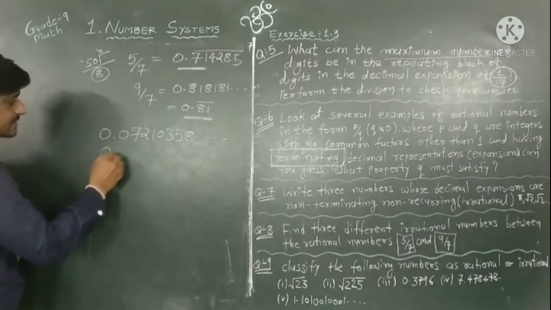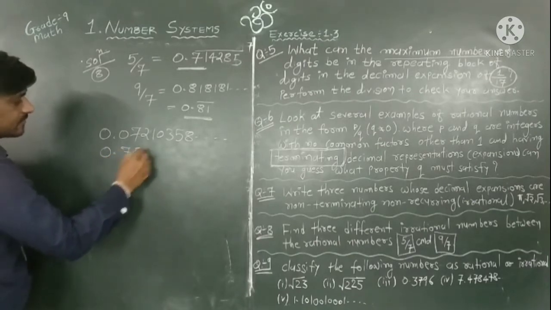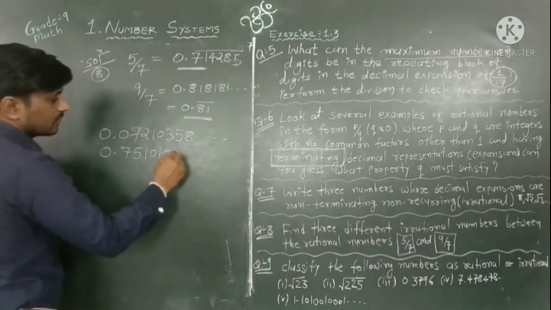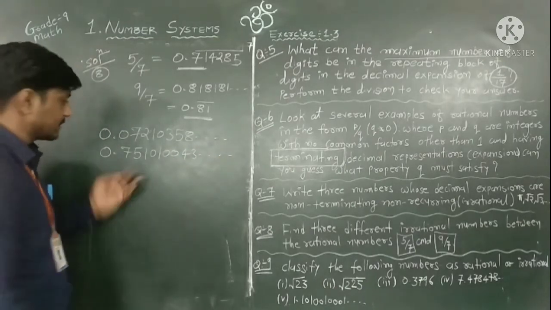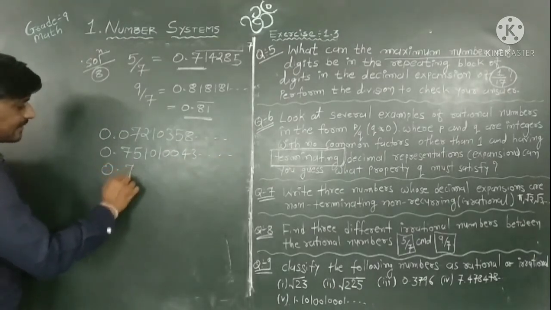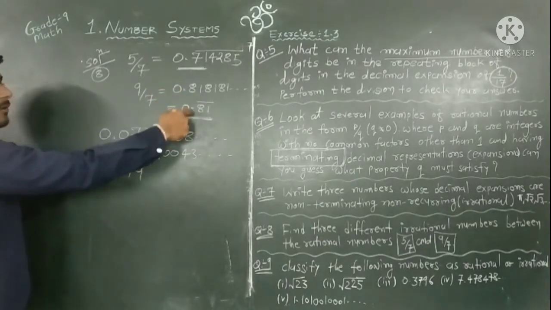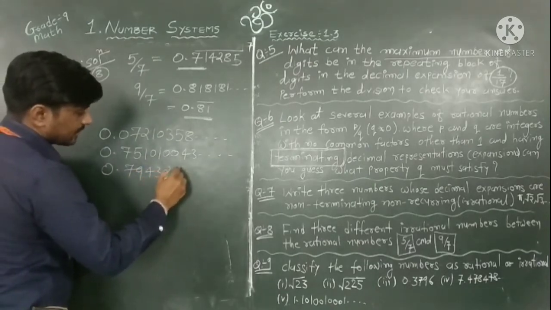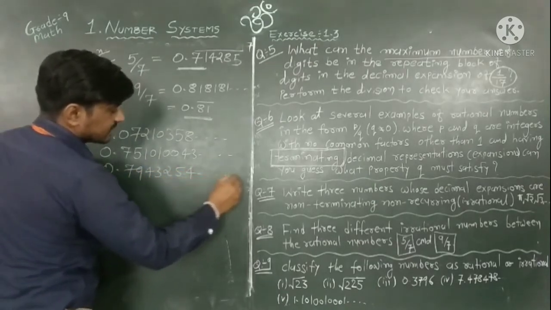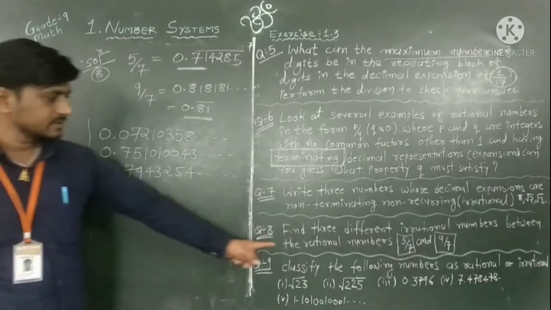So again you write 0.75101043 dash dash dash. This is the second irrational number. And similarly you write 0.79, because 0.79 is before 0.81, and add any random digits. It is your choice. Okay. So these three are the required irrational numbers.